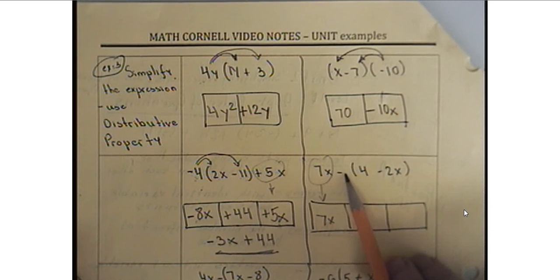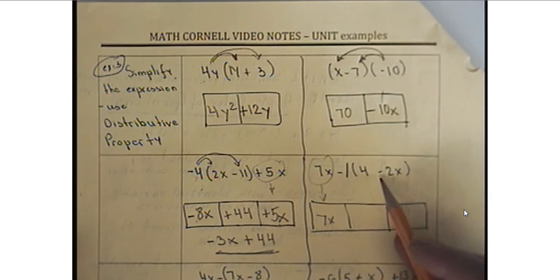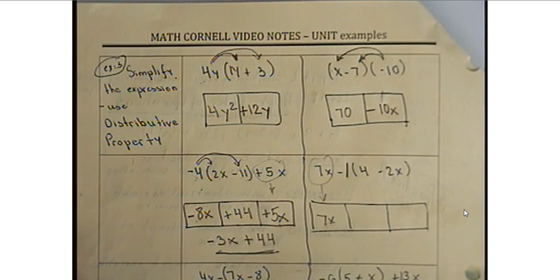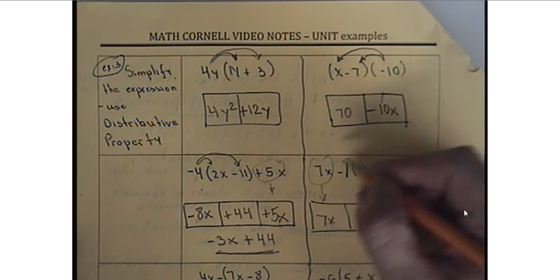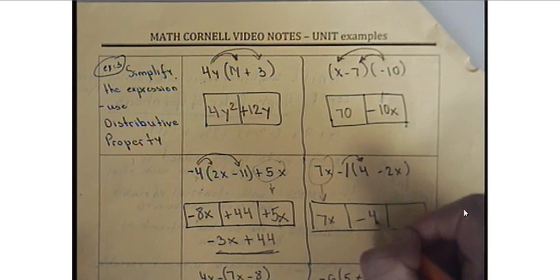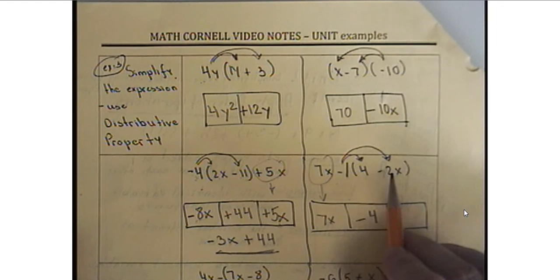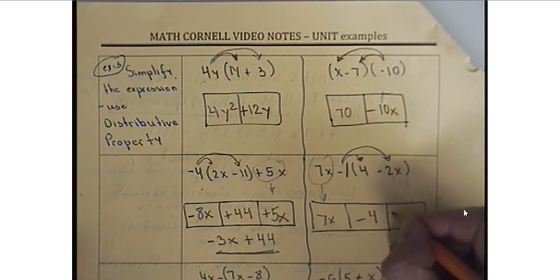There is no number here that needs to be distributed to 4 and 2x. So if there is no number, just like when we talk about variables, I want you to put 1, because 1 times this will be exactly the same thing. So basically you don't see 1, but 1 stays there. So now we have negative 1 times 4, which is negative 4. And then we have negative 1 times negative 2x. Negative 1 times negative 2 is just positive 2. And we write down x.